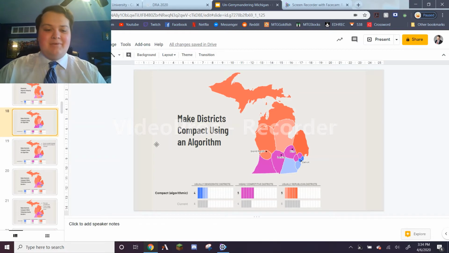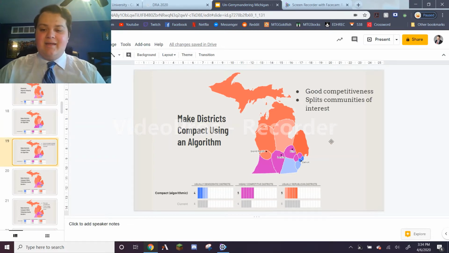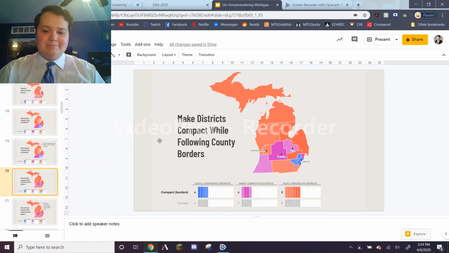I think this map is wrong for a couple reasons. It's good in terms of its competitiveness. It produces a strong number of competitive districts, but it splits up a lot of communities of interest that don't need to be done in that way by just making them bubble-shaped. I think that that's the wrong way to go about it.